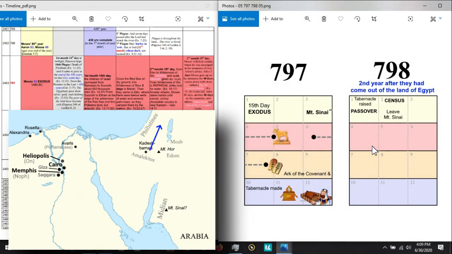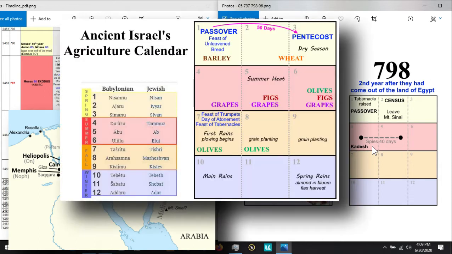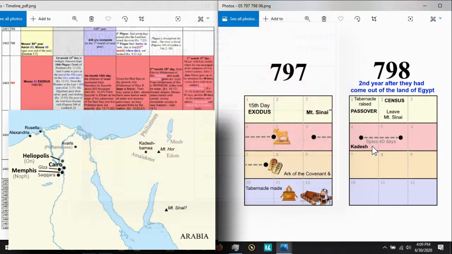From Kadesh we see the 12 spies sent into the land of Canaan for 40 days. And if we reference our agriculture calendar, we can accurately place this event in months 4 and 5, because Numbers 13:20 tells us that it was a season of first ripe grapes, and verse 23 tells us they brought back figs and pomegranates. Except for Joshua and Caleb, the others brought back a bad report, and this would delay the Israelites from entering the Promised Land until all those 20 years old and above had died in the wilderness.